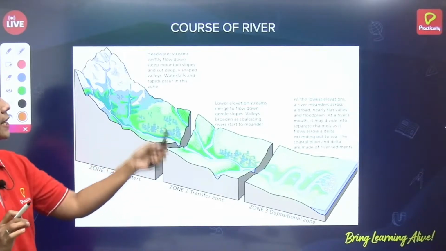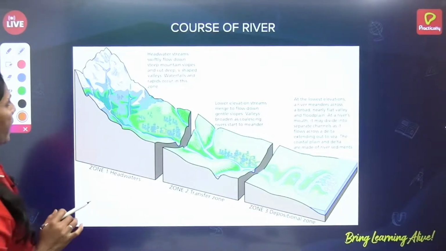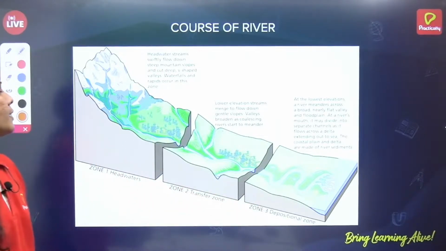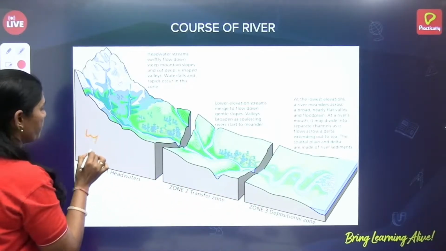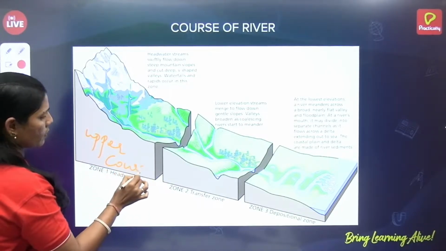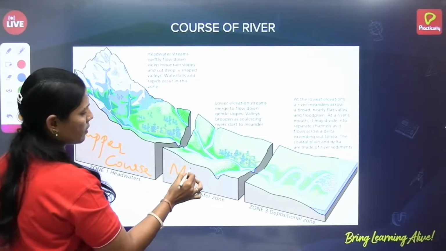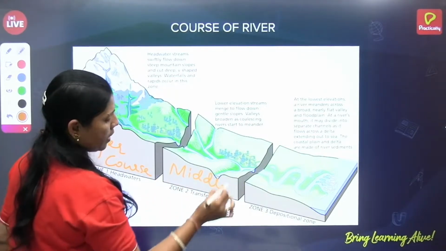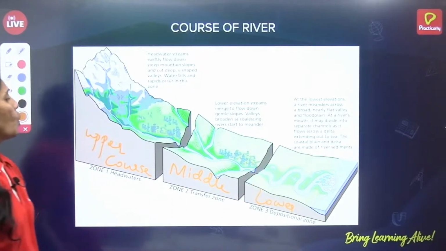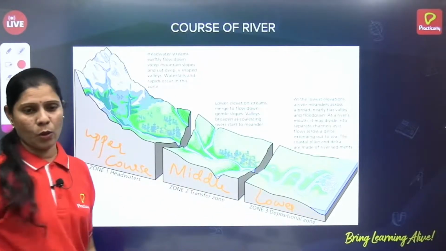Yes, you can see the course of a river here in detail. See, the river has three main courses. This is the upper course, middle course, and this is the lower course. Okay, so we find three courses.